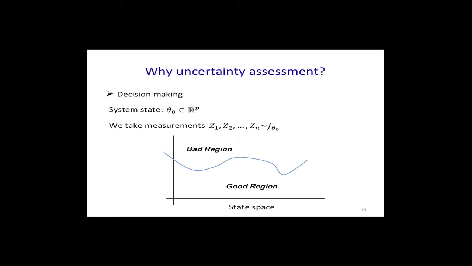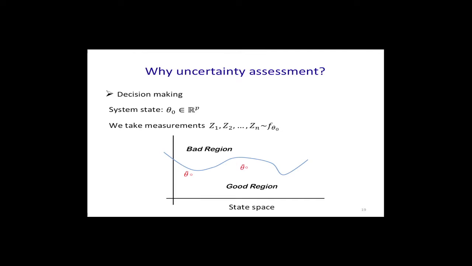So this is the state space. There is a bad region. If theta zero is in the bad region, your system is malfunctioning and you want to stop it. If it's in the good region, you're in good shape. So you want to take action based on your estimation. Let's say you have this observation and these are your point estimates. It could be here or here.